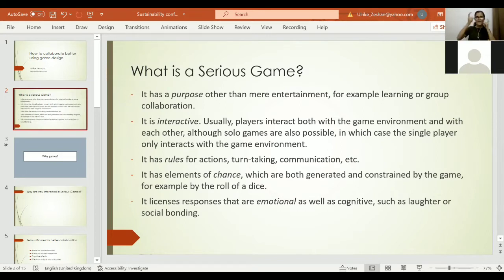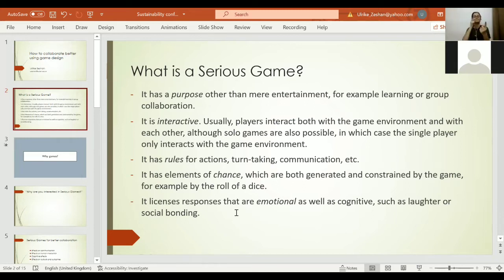So a serious game has a purpose other than just entertainment. It's not only fun, but you want to learn, collaborate, raise awareness. Also, as a game, it's interactive. Usually you have groups of players who interact with each other, and we'll do some of that today as well. And you interact with the game environment also. When you say game, please don't only think of video games. Actually, most of my work is in face-to-face games. And some of them can happen online as well.